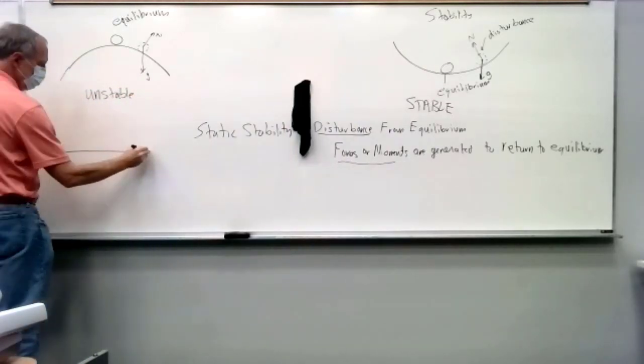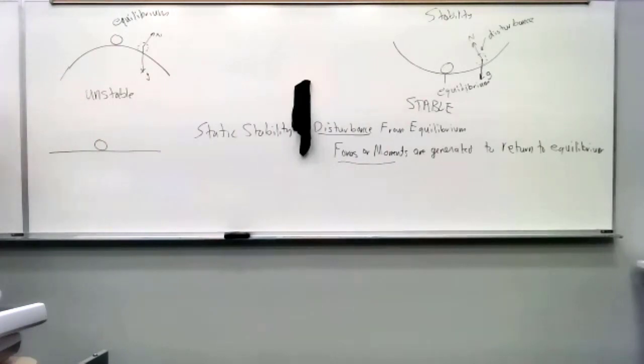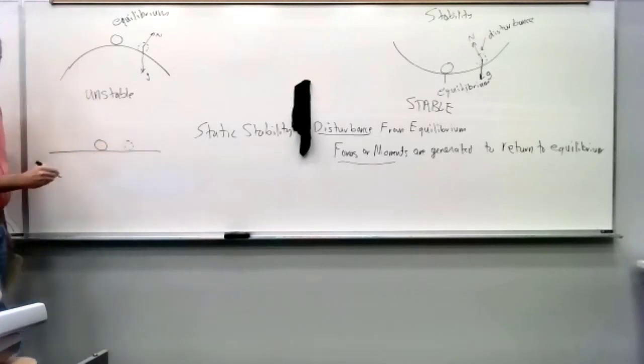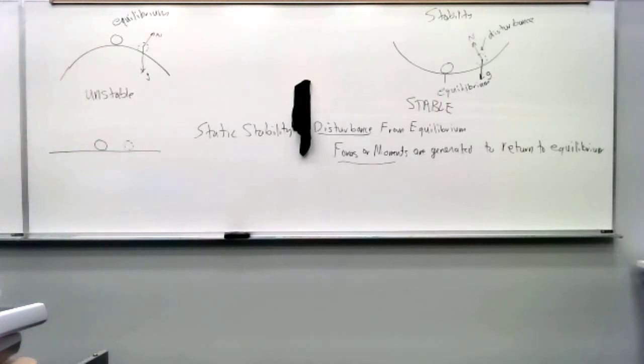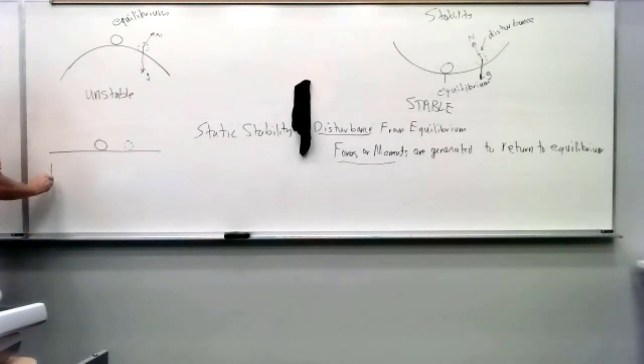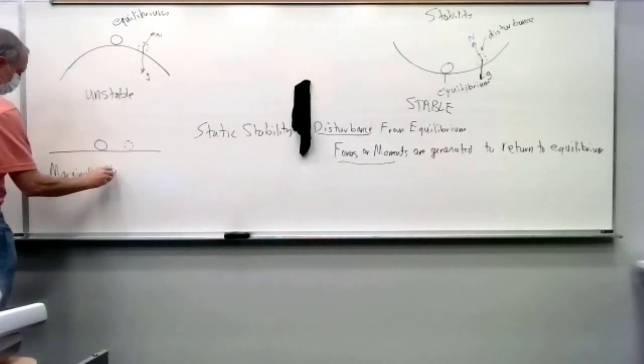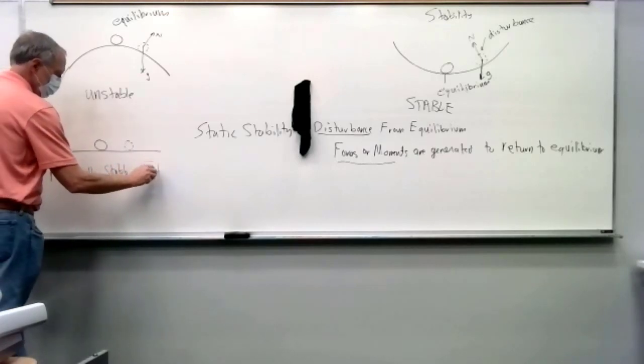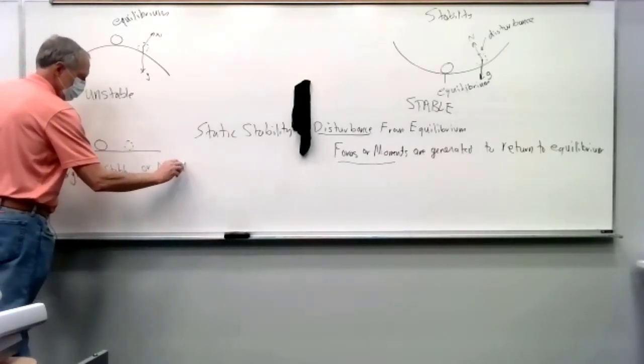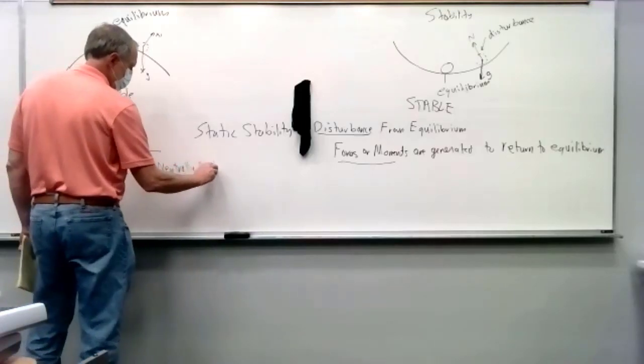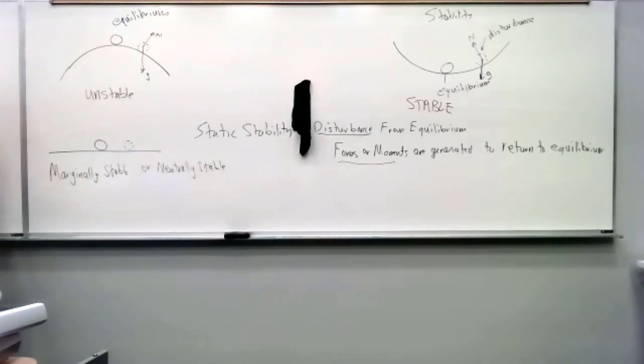So what's this, with the ball on a flat surface? Will it stay there? Yeah. What if we disturb it over to here? Are there any forces generated to push it back to that initial position? No. So this is the in-between case, and this is called marginally stable or neutrally stable, which really means it's on the borderline between stable and unstable.